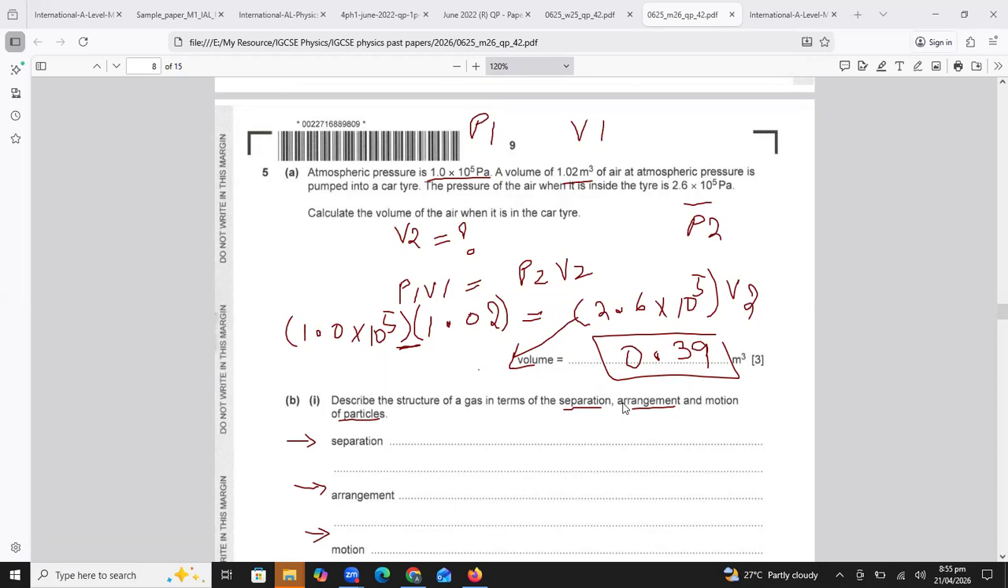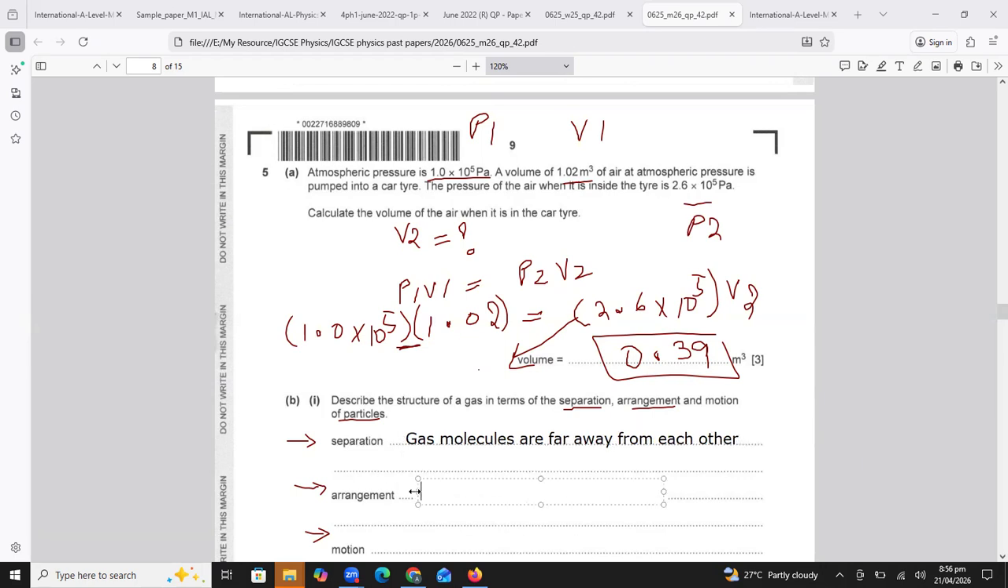Separation. So how are the gas molecules separated? They are close together. They are far away from each other. Exactly. So we have to write the separation of the gas molecules. That gas molecules are far away from each other. All right, gas molecules are far away from each other. This question must have 3 marks because there are three different headings.